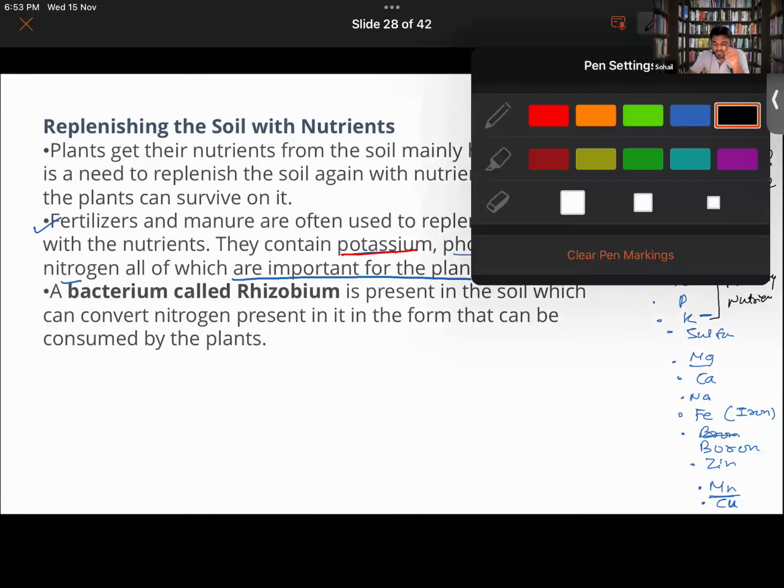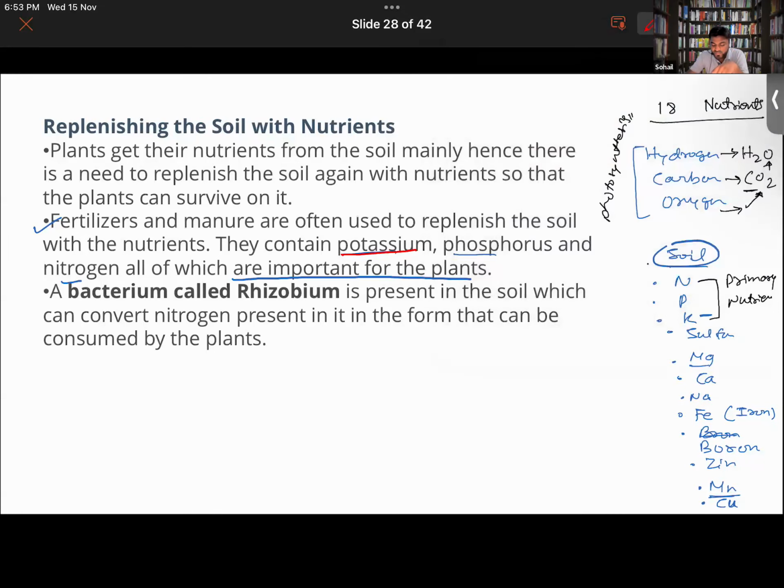Now, the thing here is that nitrogen will not be absorbed in direct form. Nitrogen will be absorbed from NH4 plus.